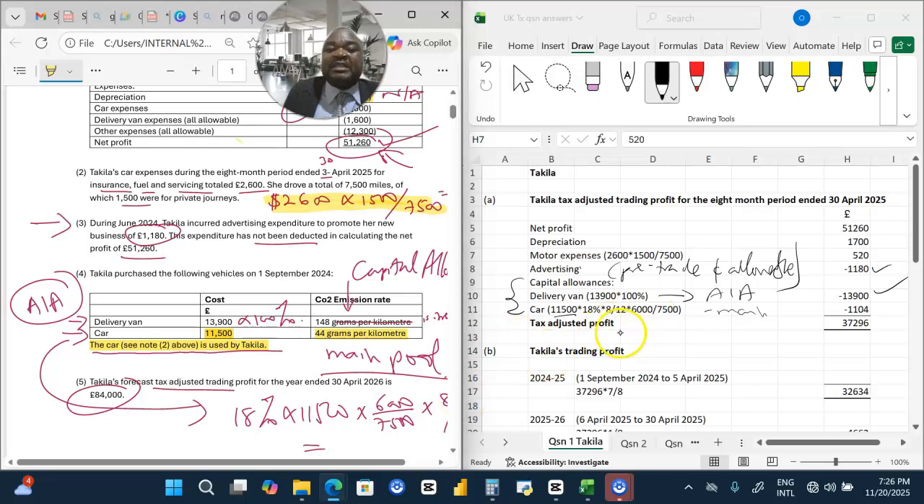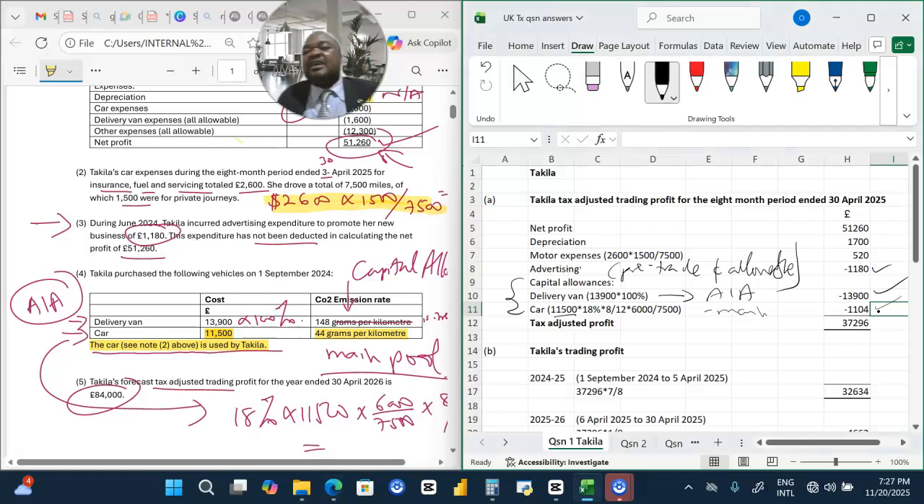All right, then we multiply that one by 8 over 12. Why? Because the asset was in business for 8 months only. All right, and then it was used for business for 6,000 miles over the total mileage of 7,500, and then we arrive at that amount.